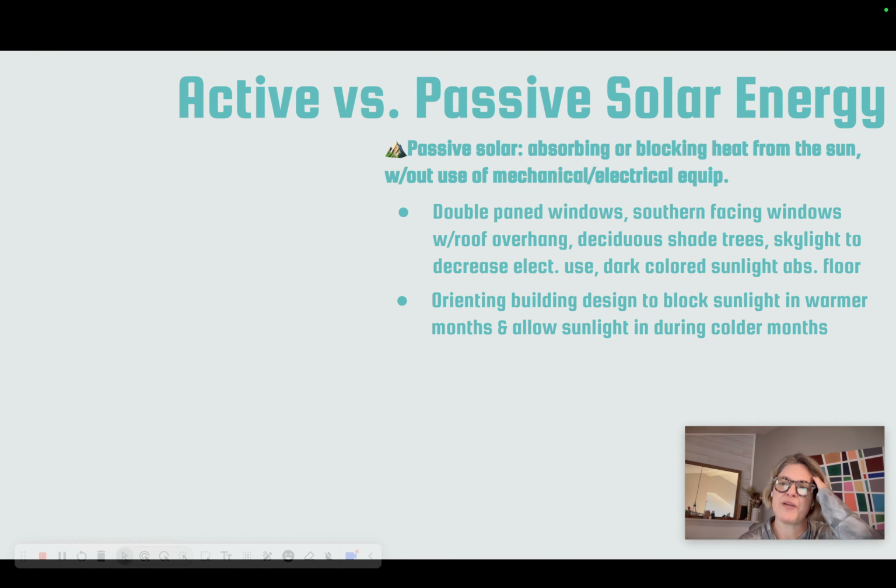I like that better because the sun's heat doesn't travel through space. It's the light that travels through space. And then once it hits the planet, that light energy is converted into heat energy, okay? Either by absorbing it and then that light turns into heat, or by blocking the light energy. And when the whole passive part comes in, you're not actually using any mechanical or electrical equipment to collect that energy, okay?